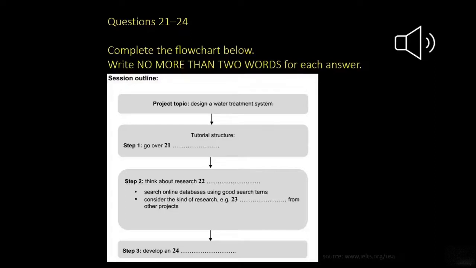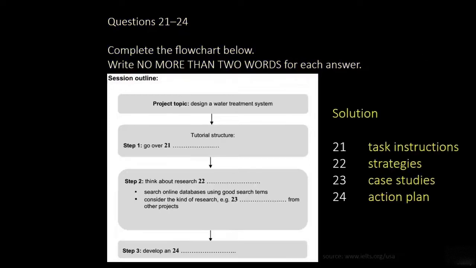Great, we are back, and I hope you got all of them correct. Now we're going to see the answers, and you can check your own answers as well in your book. The first one, number 21, is task instructions. The second one is strategies. The third is case studies, and the fourth is action plan. Now check in your book if you got all of them correct.